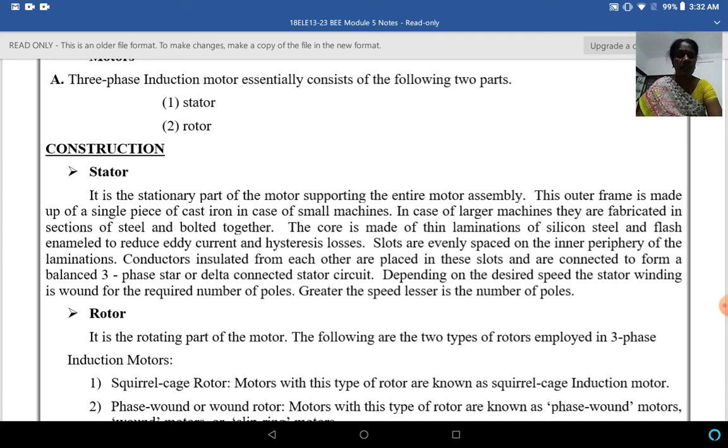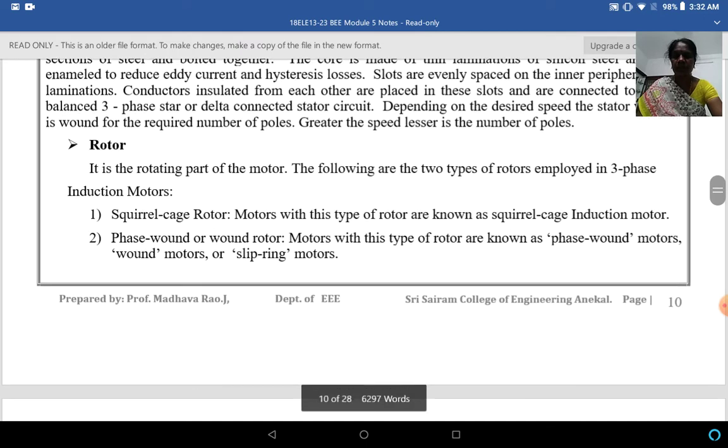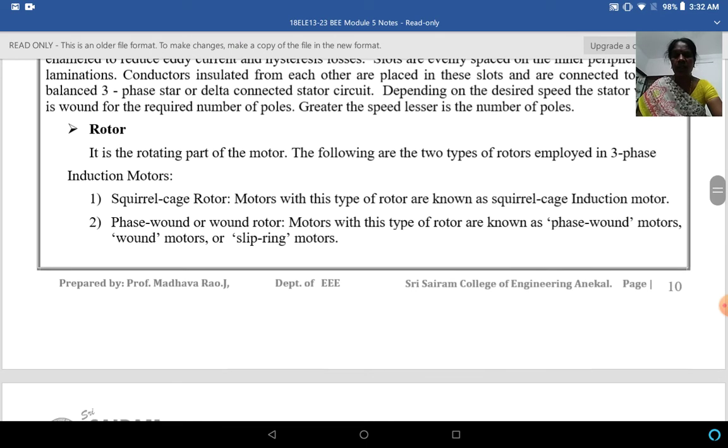Depending on the desired speed, the stator winding is wound for the required number of poles. The greater the speed, the lesser the number of poles. The rotor. The rotor is the rotating part of the motor.